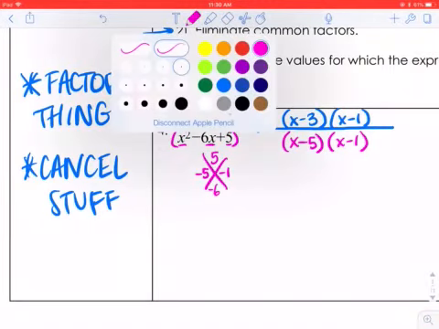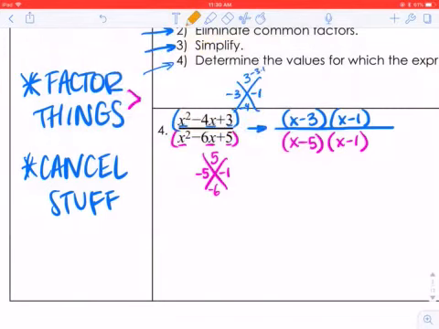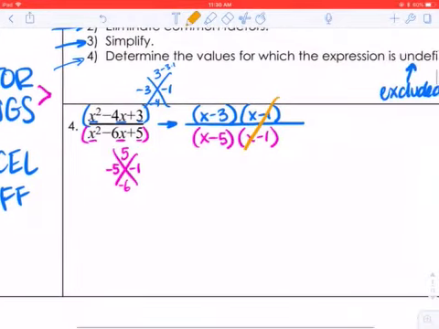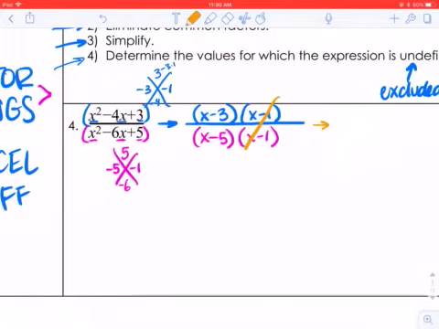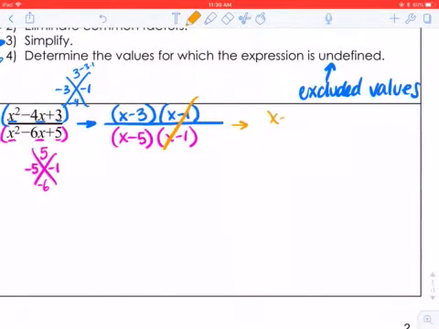So I'm going to look for things that are the same. I can see that x minus 1 and x minus 1 are the same, so those can cancel out. That means that I'm left with x minus 3 over x minus 5. I cannot cancel my x's because they're attached to subtraction. So I know that this is my answer.